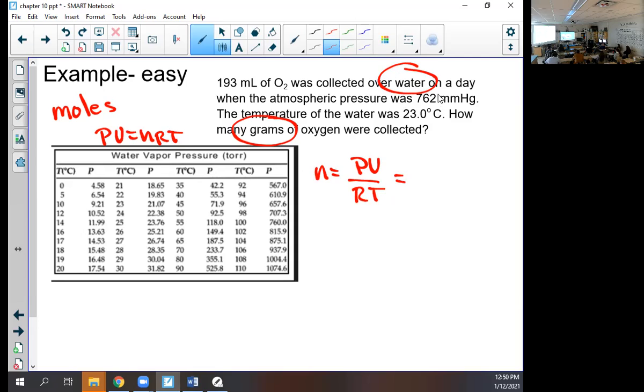Subtract. So we take the given pressure, 762, and we subtract the vapor pressure at 23 degrees, 21.07. All right, what's that? And this is your pressure. Then you just do the rest. I'll let you do the rest. So it's not complicated, but if you don't do it, you get it wrong, and it's kind of sad.